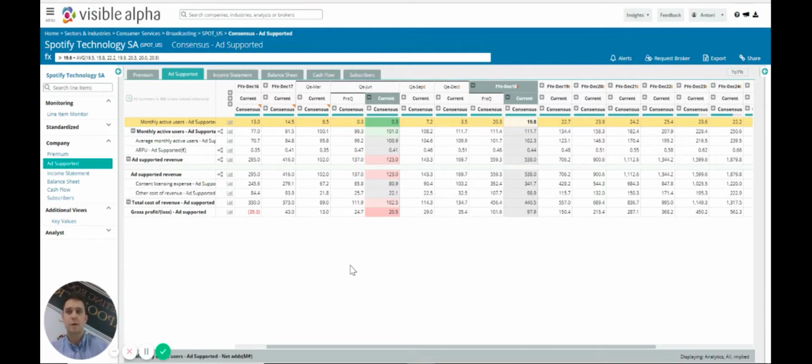So I hope this gives you an idea of how you can use sort of segment data or KPI data to build a story for a company, build a better understanding, and also how some of the tools that we've built can just make it clearer and easier to use.